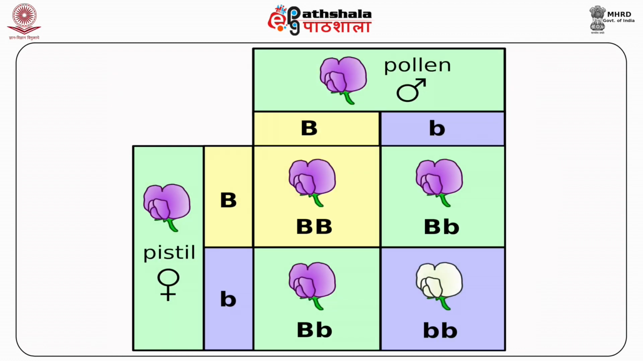For each biological trait, an organism inherits two alleles, one from each parent. These alleles may be the same or different. An organism that has two identical alleles for a gene is said to be homozygous for that gene and is also known as a homozygote. An organism that has two different alleles for a gene is said to be heterozygous for that gene and is also called a heterozygote.